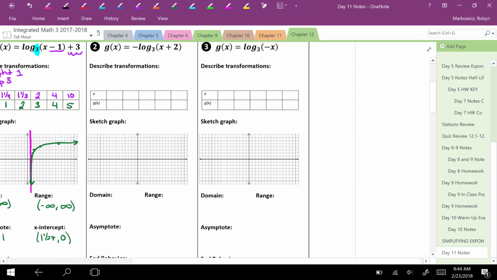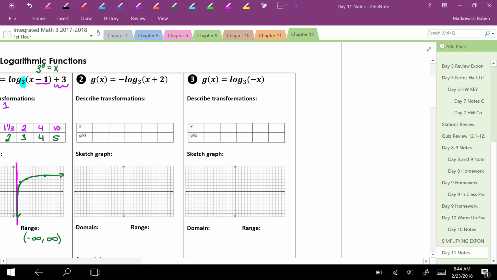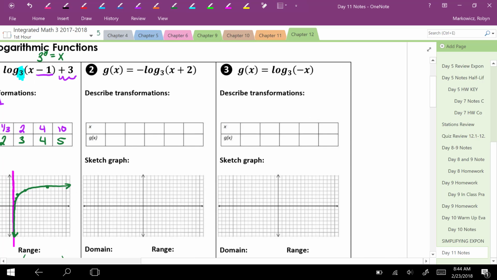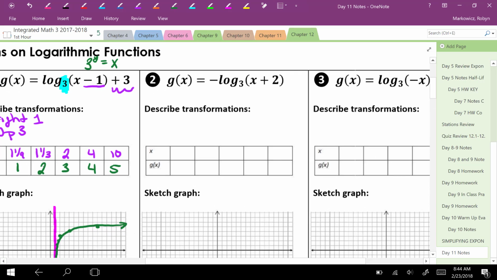How are we doing with the analyzing? We're good with the characteristics? Yes? All right, go ahead and describe your transformations. So what is one thing here? Reflect how? Reflect over the x, good. So the negative in front says reflect over the x-axis. And what else do we have, Connor? A translation of 2 units left. Left 2 units, good. We're just going to abbreviate that there.